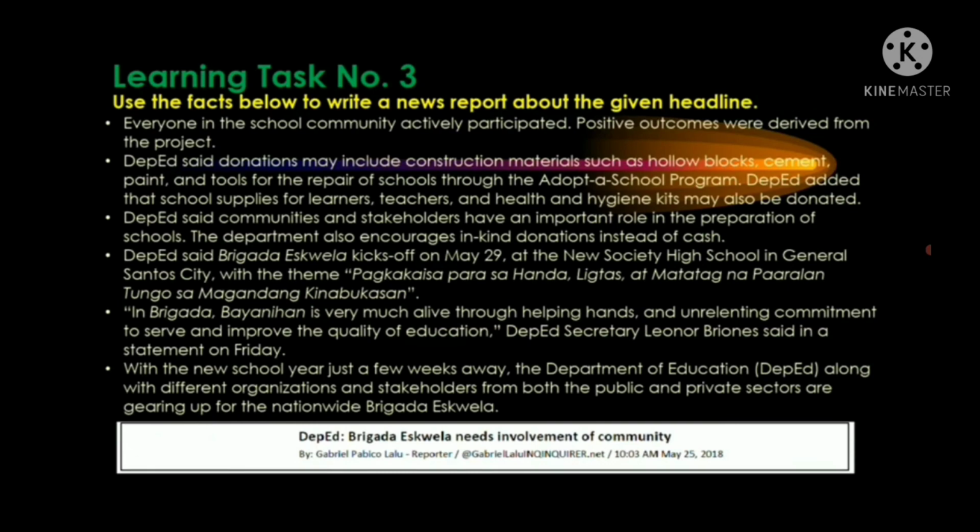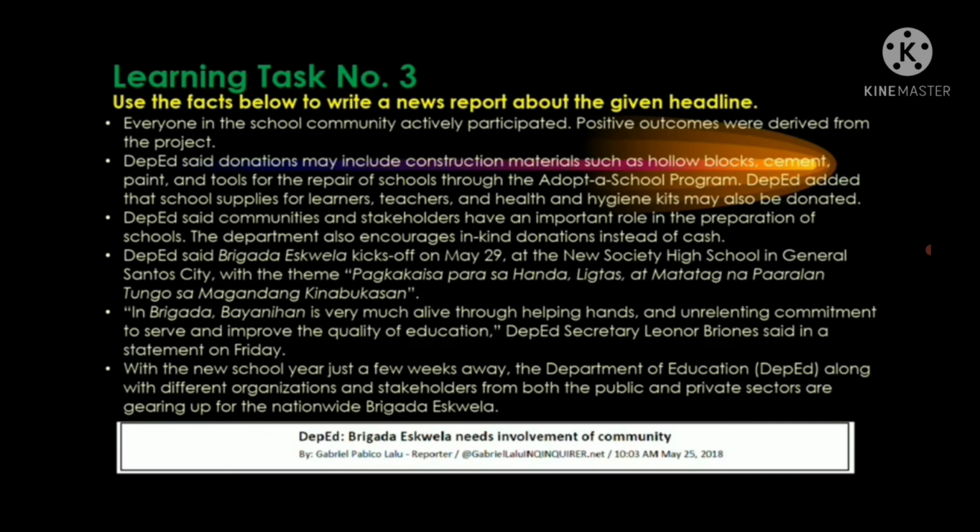Through the Adopt-a-School program, DepEd added that school supplies for learners, teachers, and health and hygiene kits may also be donated. DepEd said communities and stakeholders have an important role in the preparation of schools. The department also encourages in-kind donation instead of cash.